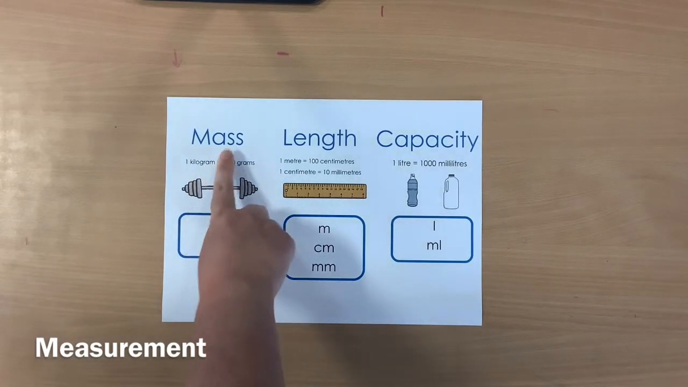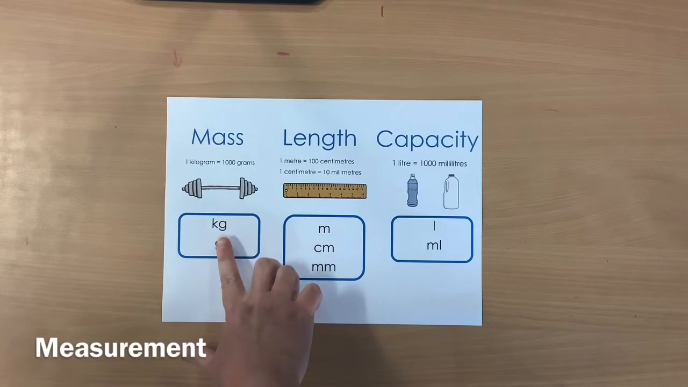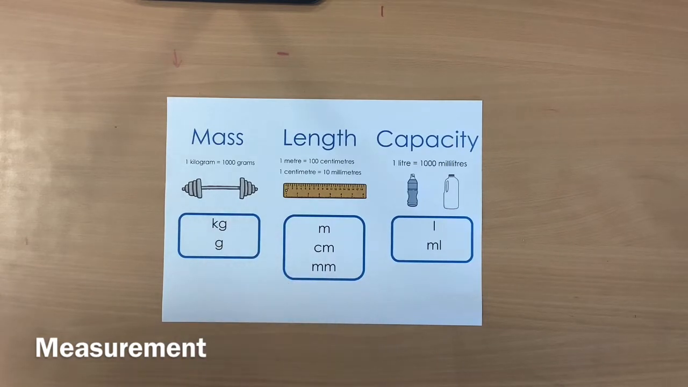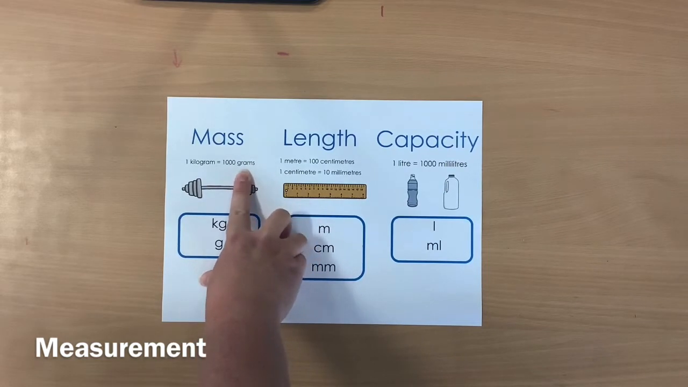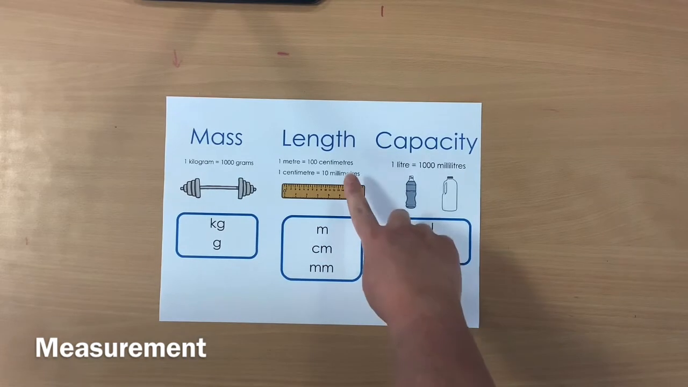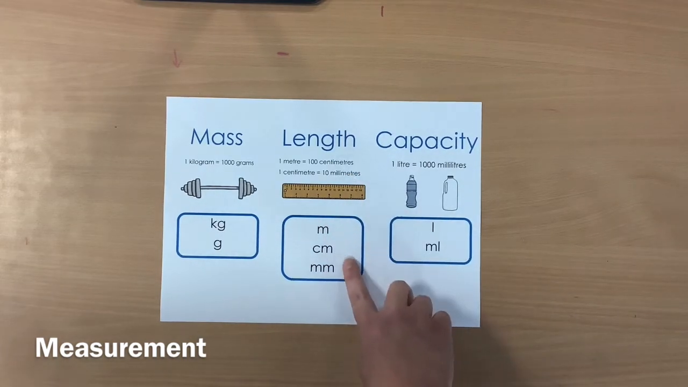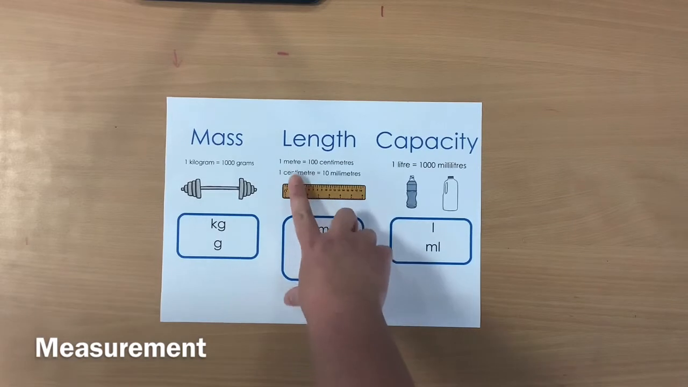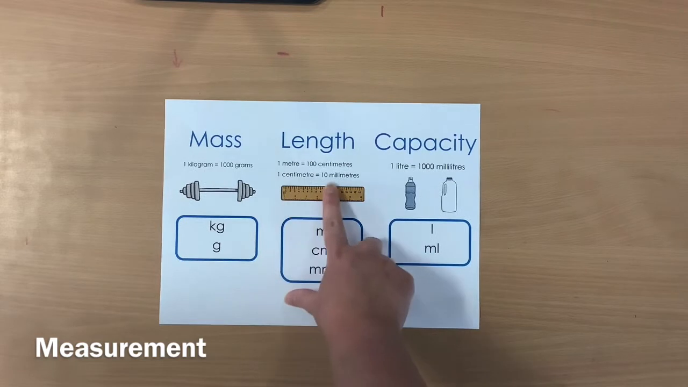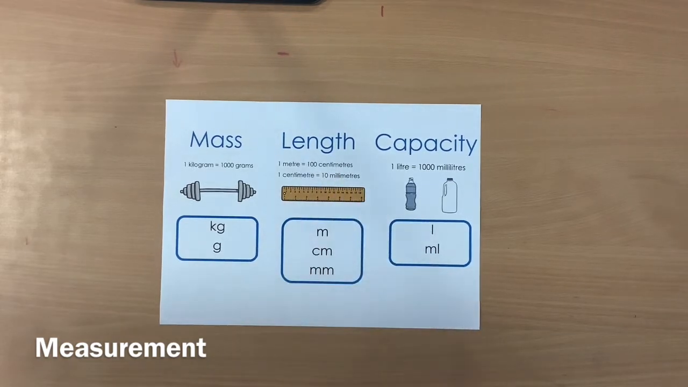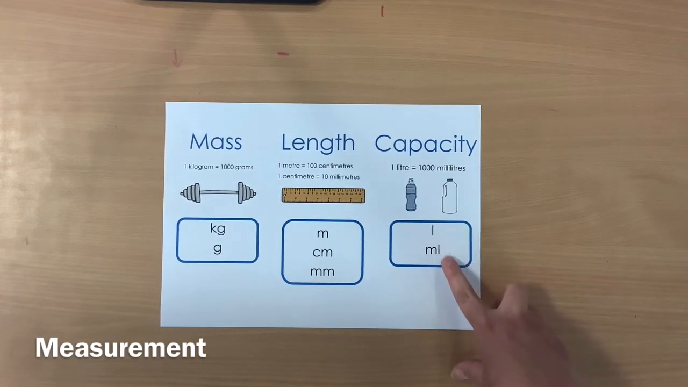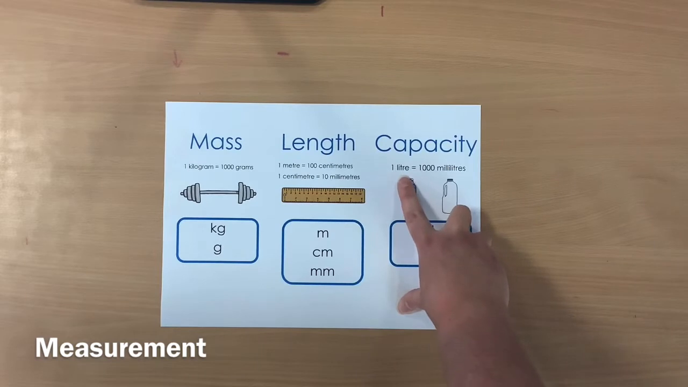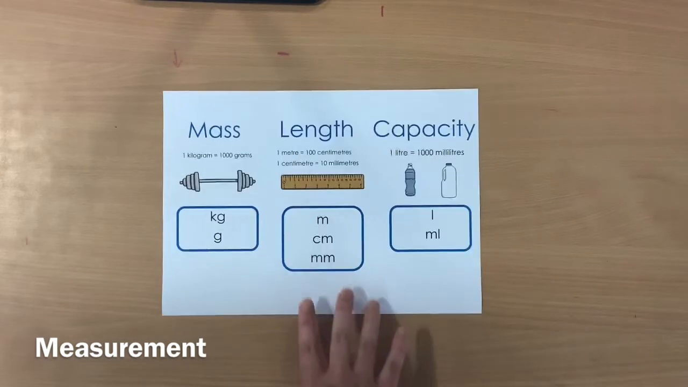Obviously for mass, we use kilograms and grams, and we need to know that 1 kilogram is equivalent to 1,000 grams. In regards to length, we use meters, centimeters and millimeters. 1 meter is equivalent to 100 centimeters, and 1 centimeter is equivalent to 10 millimeters. And then finally for today, we've got capacity, where we use litres and millilitres, remembering that 1 litre is equivalent to 1,000 millilitres.